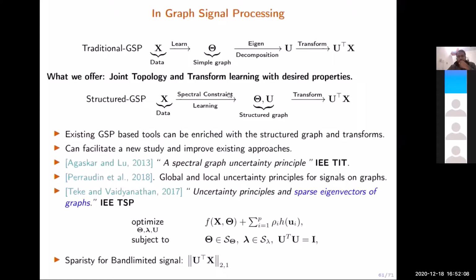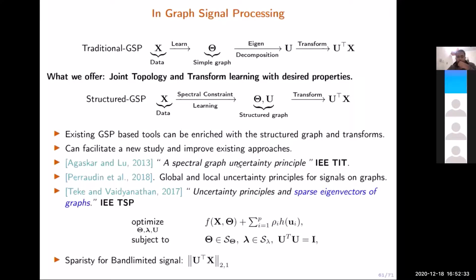People have used it extensively, but they have not forced any additional properties on the transform. They have used a naive transform. So there is a lot of scope for improving the existing algorithms by using either the graph or its eigenvectors with certain additional properties. So this is also ongoing.